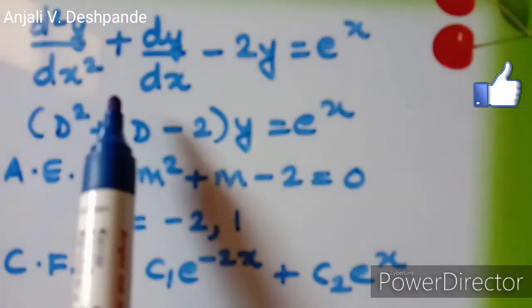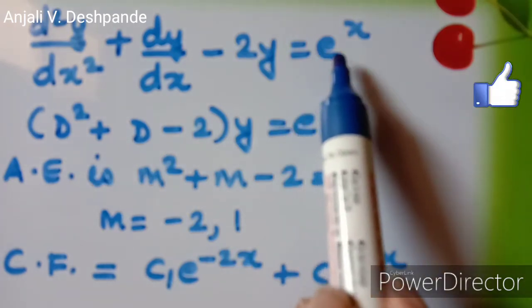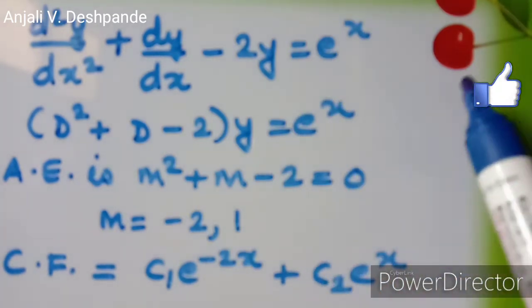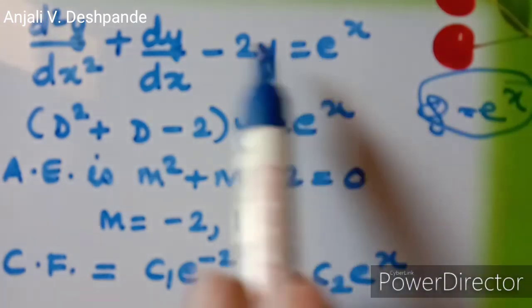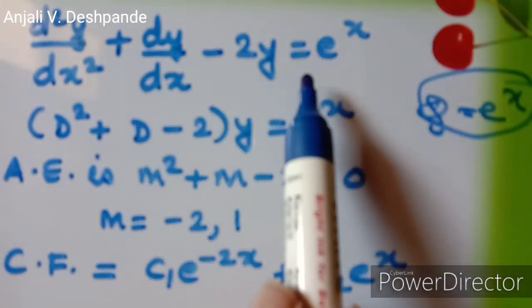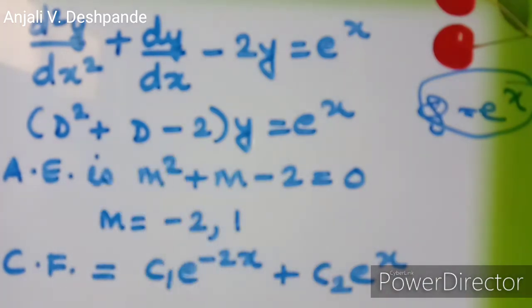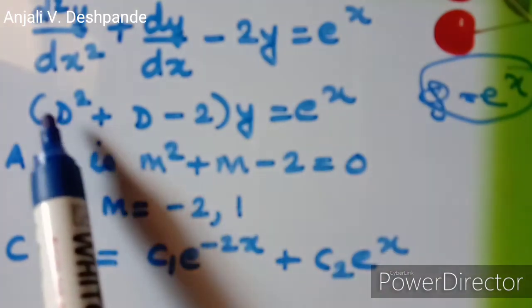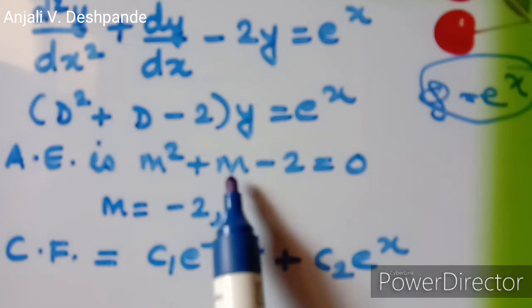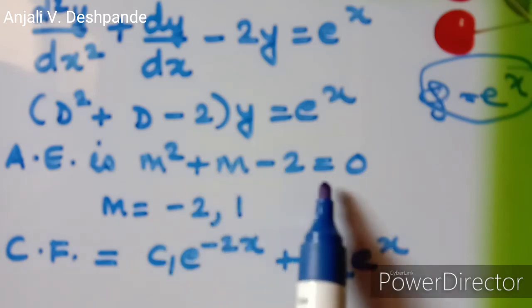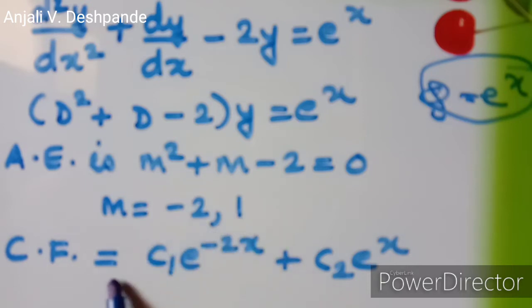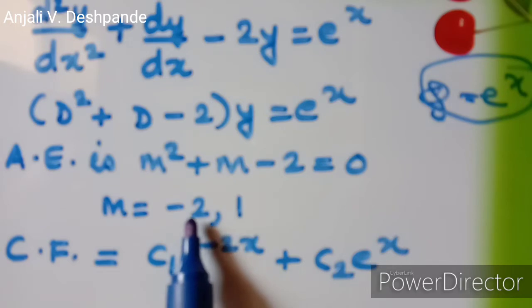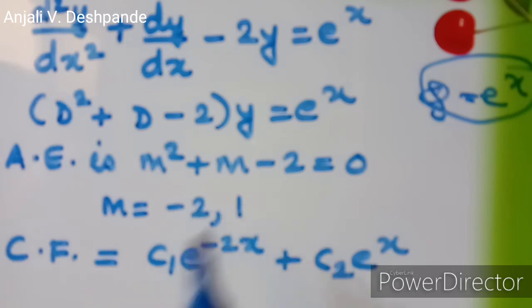Now we are doing the second example, where once again the RHS, that is the function Q in this case, is e^x, and again we are going to use the rule for finding out the particular integral. Complementary function has already been found out, so we are finding out the auxiliary equation: m^2 + m - 2 = 0. Find out the roots of the auxiliary equation and write the CF from the rule for the roots. In this case the roots are real and distinct.